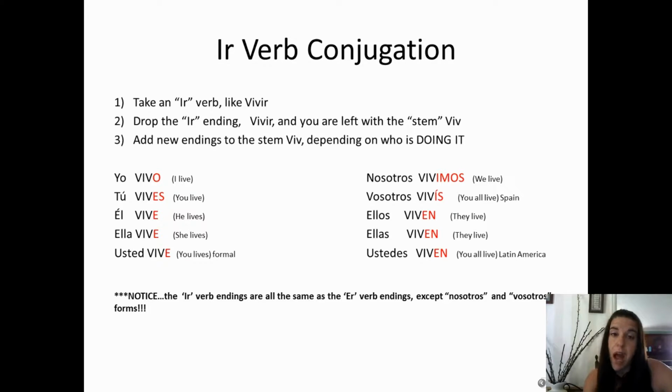Notice now that the IR verb endings are exactly like the ER verb endings. The only two that are different are the nosotros and vosotros forms, where instead of you having emos and éis, you have imos and ís. So there's really three different sets of endings. You have AR verb endings: o, as, a, amos, áis, an. ER verb endings: o, es, e, emos, éis, en. And IR verb endings: o, es, e, imos, ís, and en.